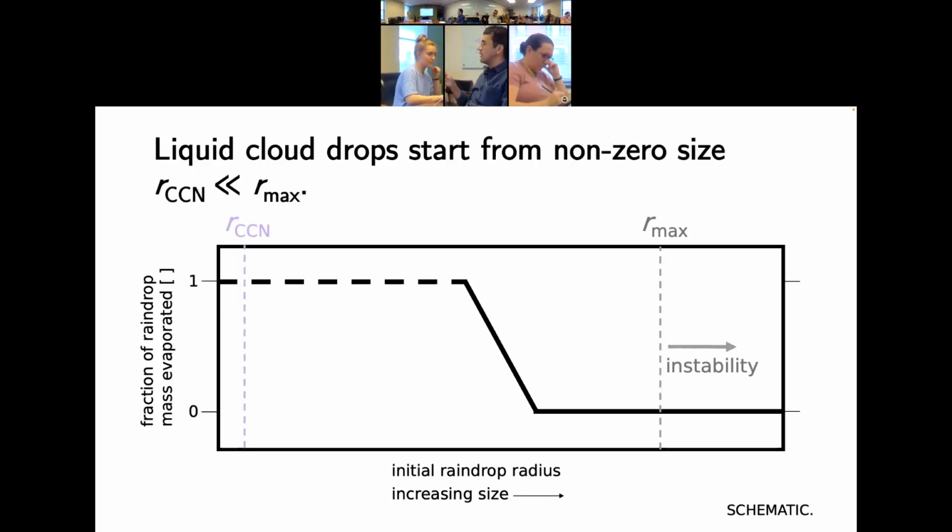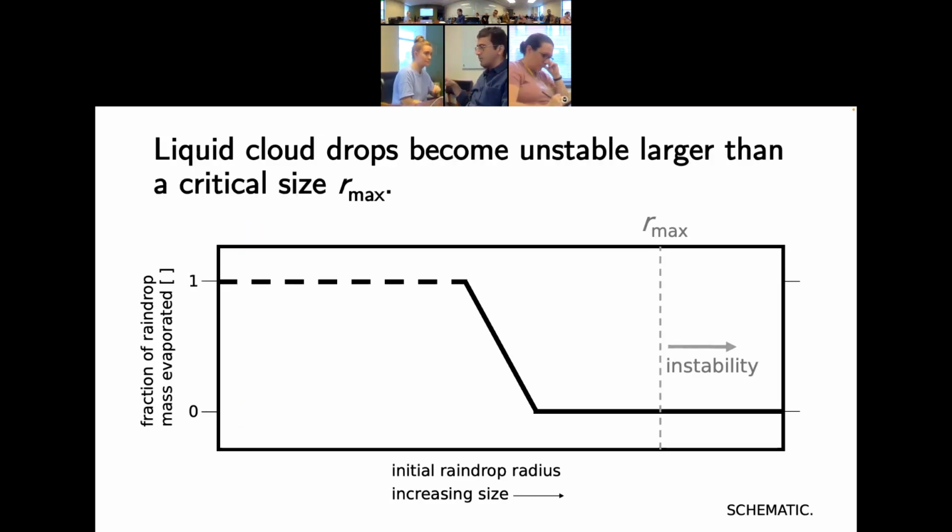Do you expect the Rmin to change as the subcloud layer is moistened by evaporation? Yes. Okay. And I'll show some differences in that in a bit.